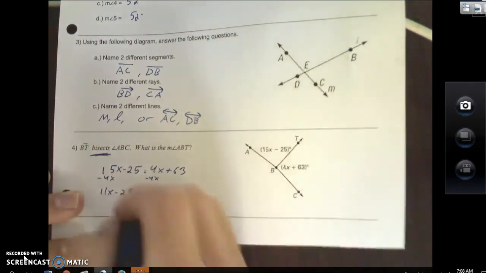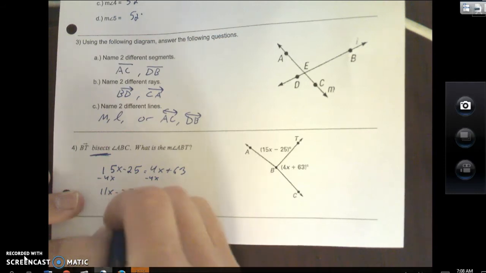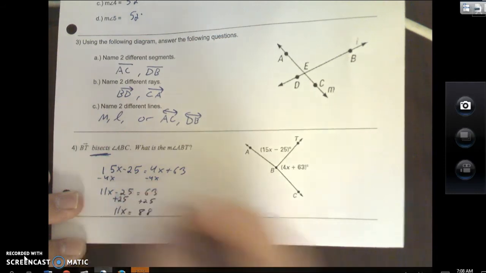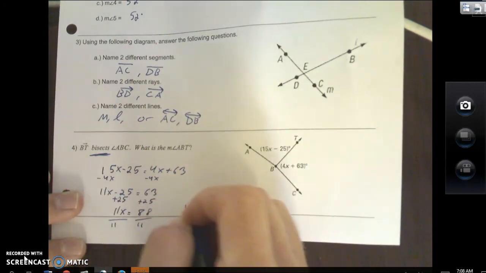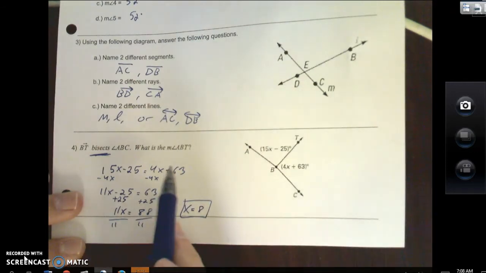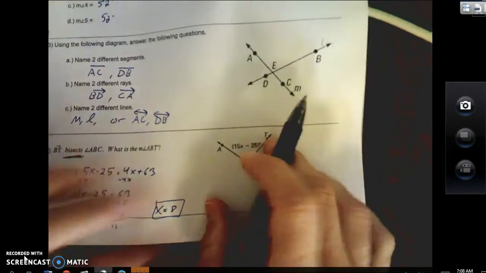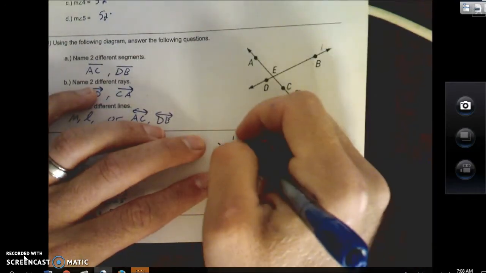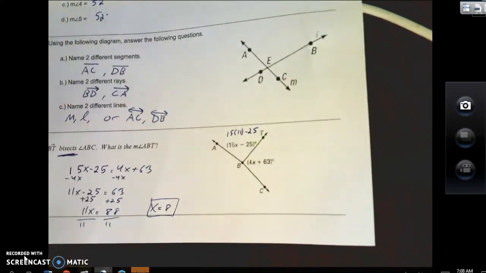Okay, I'm going to add 25 over. 88. I can divide. x equals 11. Okay, they're asking me for ABT, which is this angle right here. So what I can say is, I can do 15 times 11 minus 25, right?